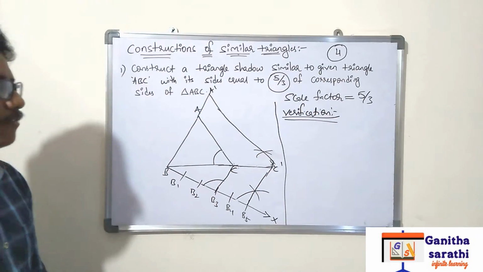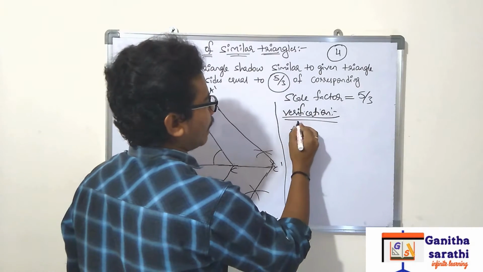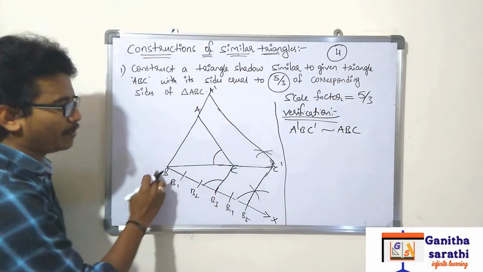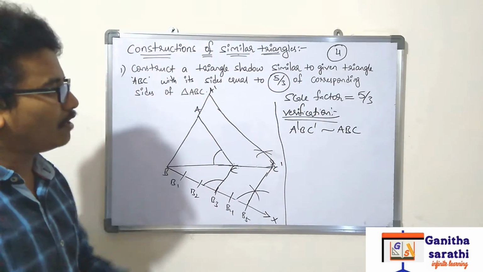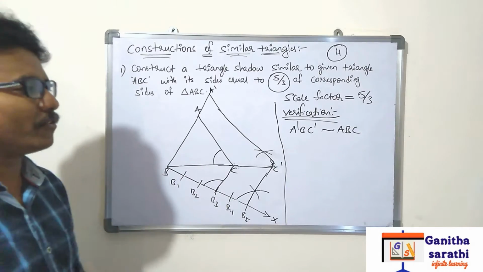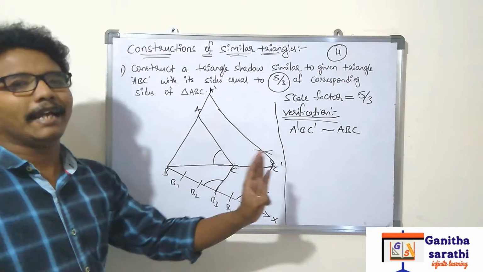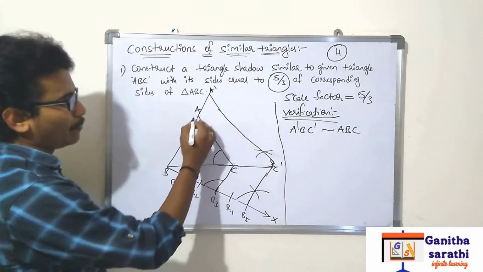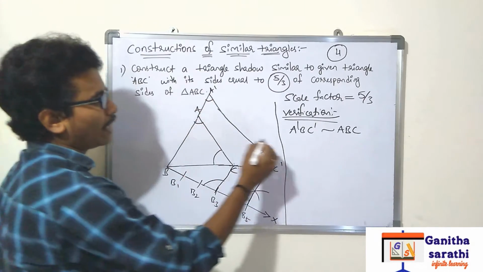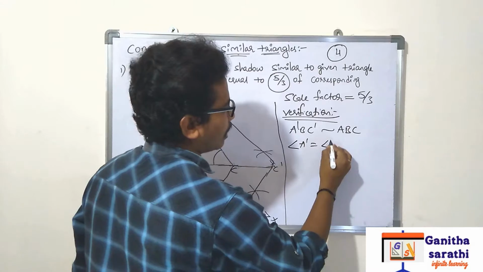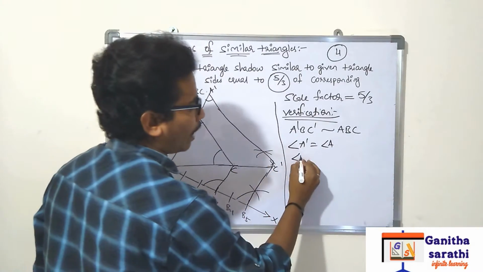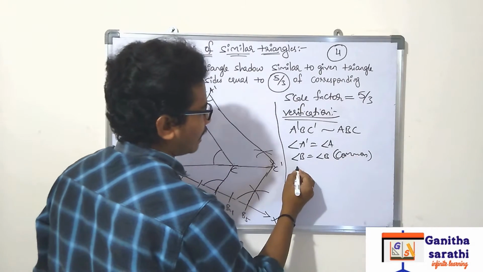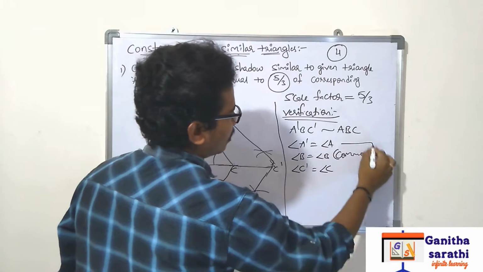See here how we will show the verification. We already know that A dash B C dash is similar to ABC, right? A dash B C dash is similar to ABC. Whenever triangles are similar, what kind of information will you get? Angles are equal and sides will be in proportion, right? What are the angles that are equal? Angle A dash is equal to angle A, and angle B is equal to angle B, that is a common angle. Next, angle C dash is equal to angle C. These are corresponding angles.